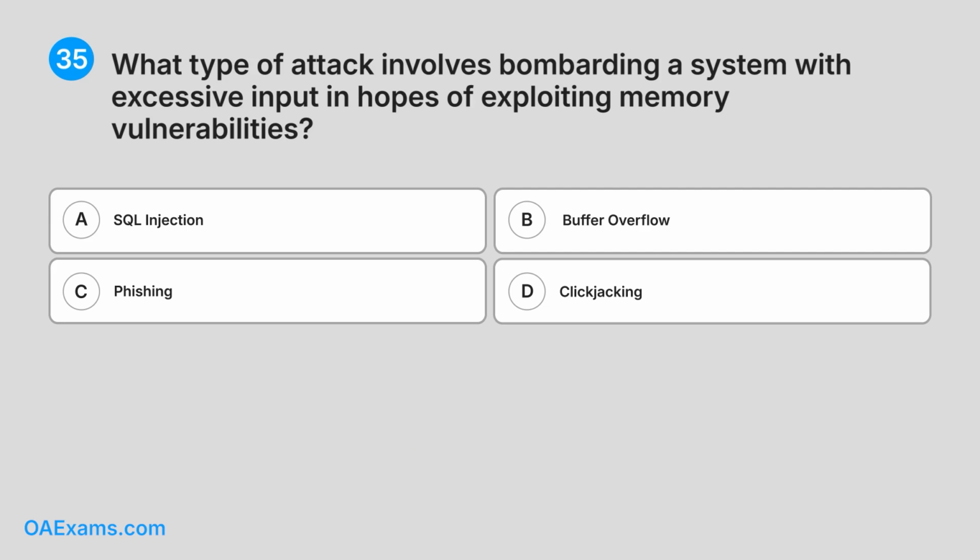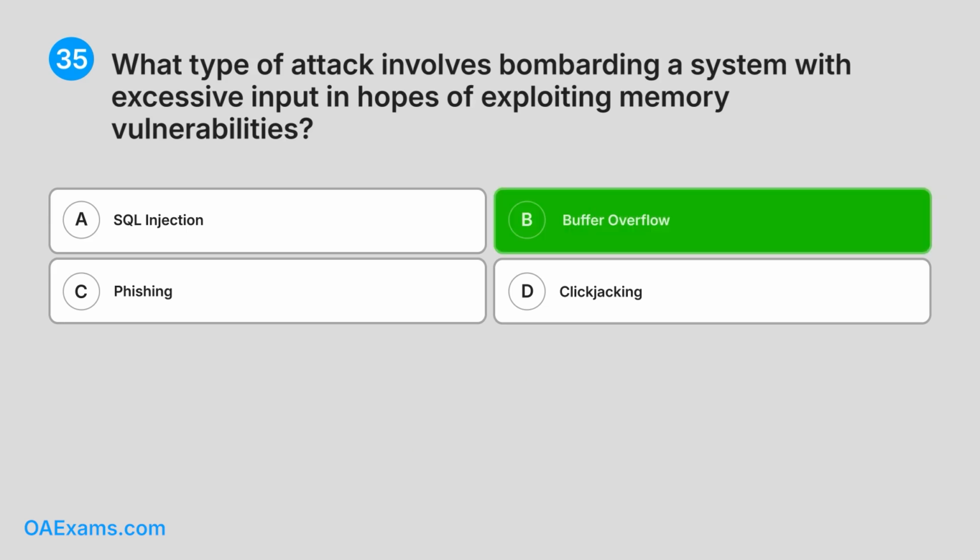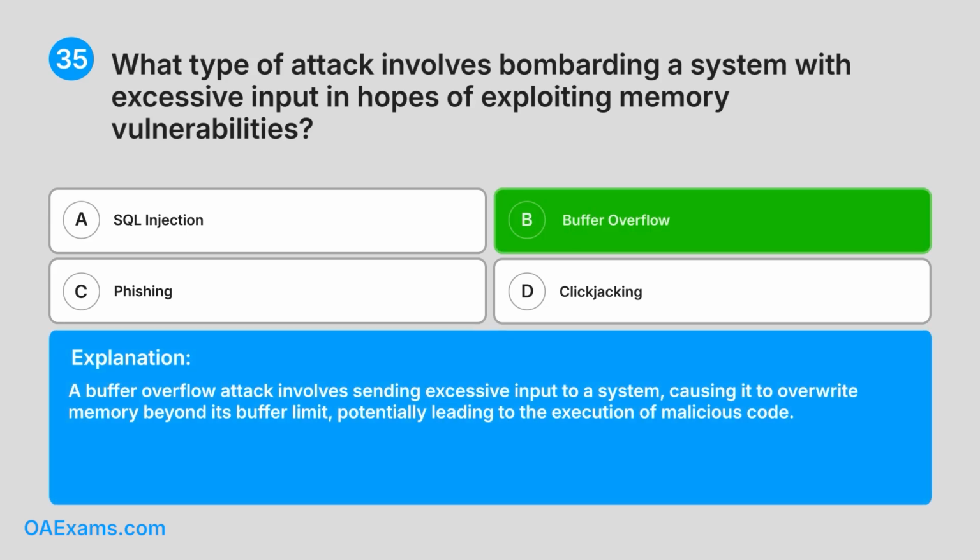Correct answer. B. Buffer overflow. Explanation. A buffer overflow attack involves sending excessive input to a system, causing it to overwrite memory beyond its buffer limit, potentially leading to the execution of malicious code.